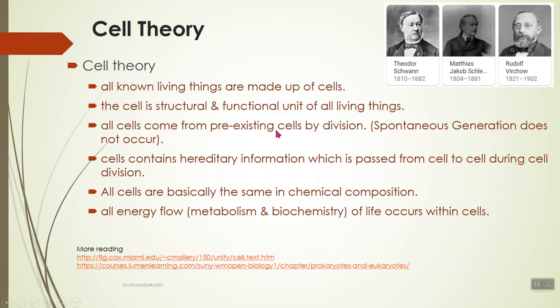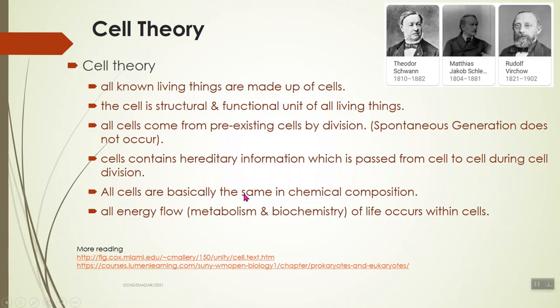All cells come from pre-existing cells by division, which means spontaneous generation does not occur. Cells never appear by themselves; new cells always come from pre-existing ones. These three bullets right here were added later. Cells contain hereditary information, which is passed from cell to cell during cell division. This refers to the DNA in the chromosomes, which passes from one generation to another, or one cell to another.